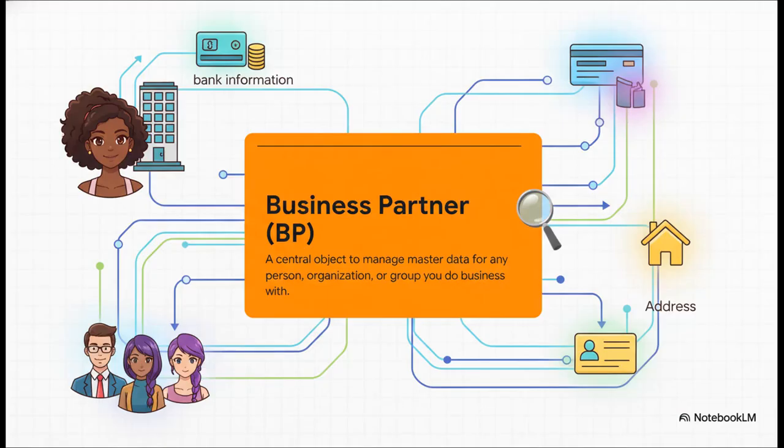So what is it really? A business partner, or BP for short, is the main object you use to manage all this master data. It can be a company, a single person, you name it. The absolute key here is that it holds all that general stuff, name, address, bank details in just one spot. No more updating an address in 5 different places and just praying you got them all.